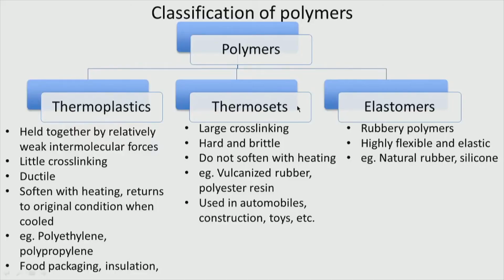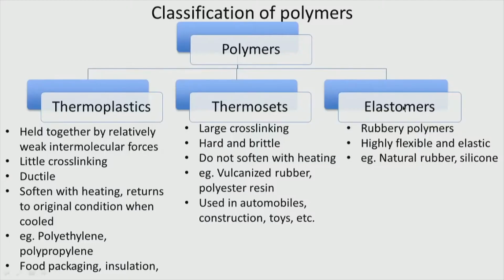Whereas thermosets have large cross linking, they are very hard and brittle, unlike thermoplastics which are ductile, and they do not soften while heating. So, once we set it, we cannot change the shape, like your vulcanized rubber, polyester resin and so on. They are used in automobile constructions, toys, etc. And of course, there are many applications in biomaterials where you do not want to soften the material, we want a hard material.